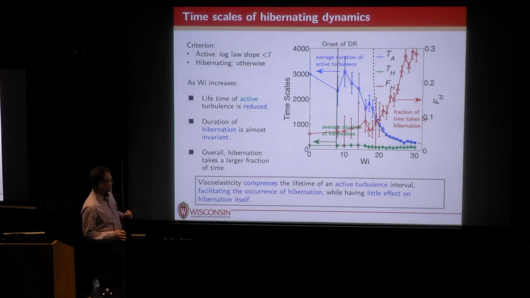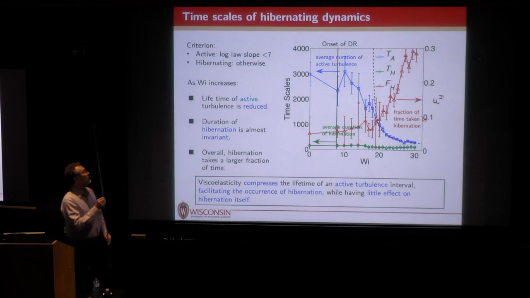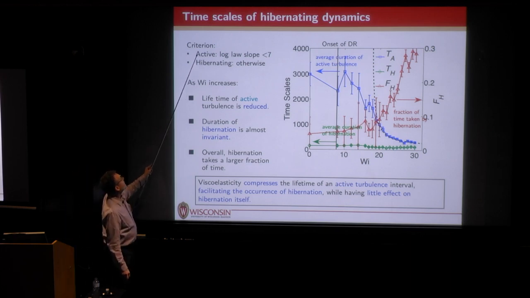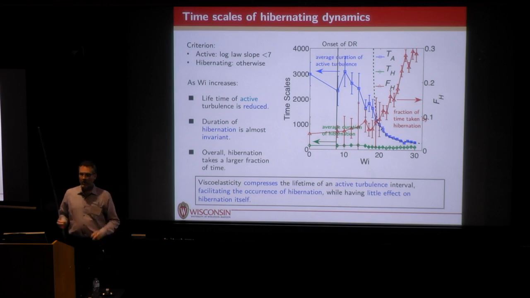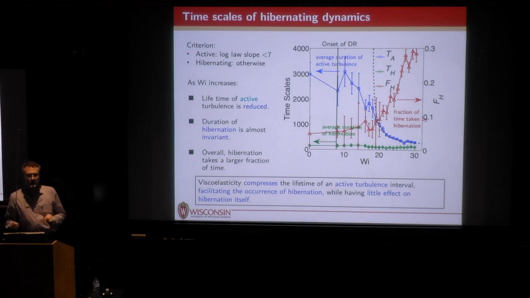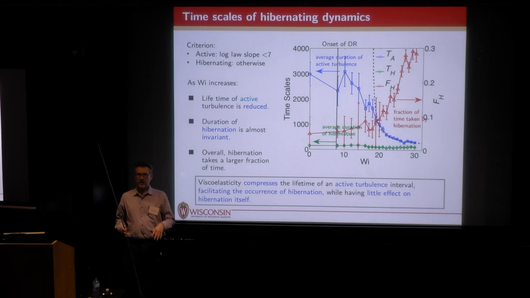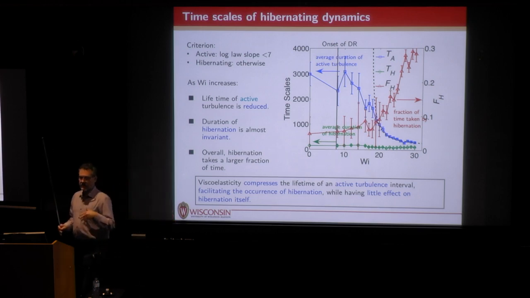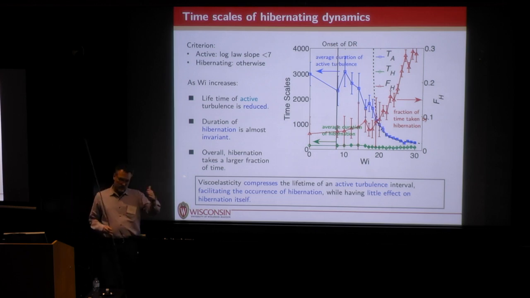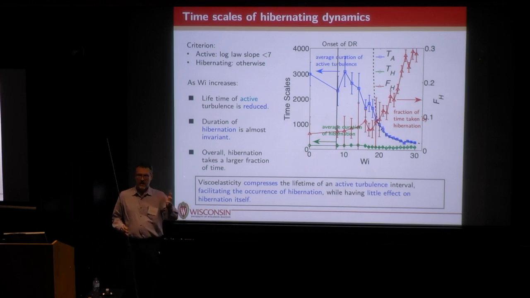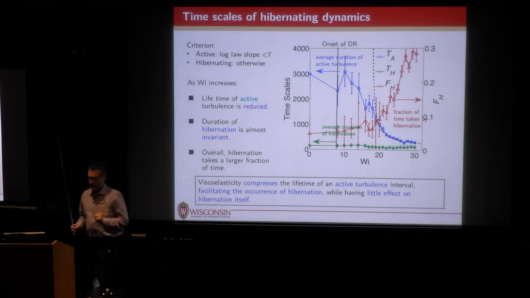Just for the sake of having some nomenclature, we called the regions where the turbulence looked relatively normal active regions. If you looked at the instantaneous mean velocity profile, it looked like a Newtonian profile. The hibernating regions had a profile where the log law was well above the Newtonian case. So we have active and hibernating; those are the two states.